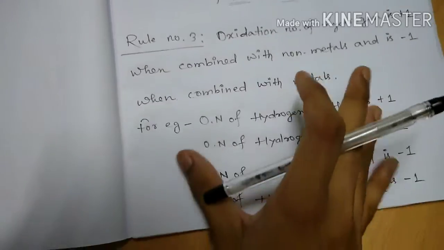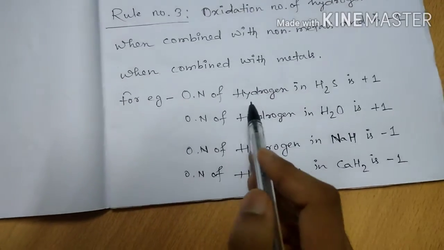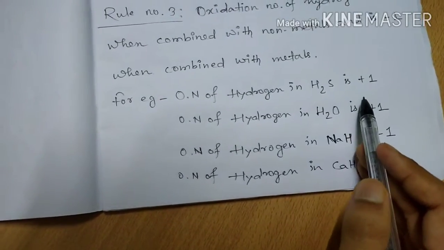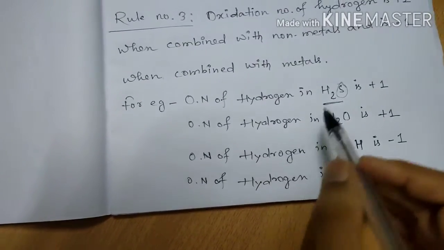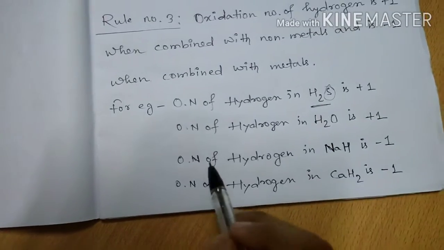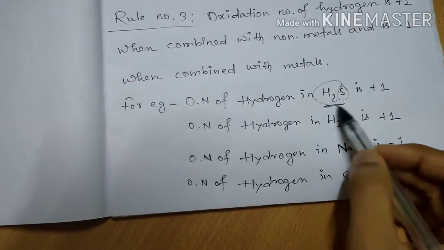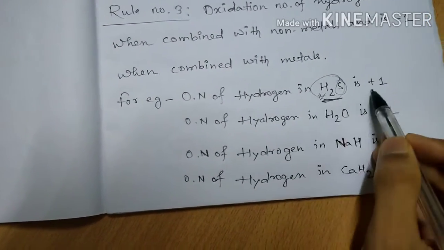Now you see the example. The oxidation number of hydrogen in H2S is +1, because in this case sulfur is a non-metal and hydrogen is combined with a non-metal, so the oxidation number of hydrogen will be +1.